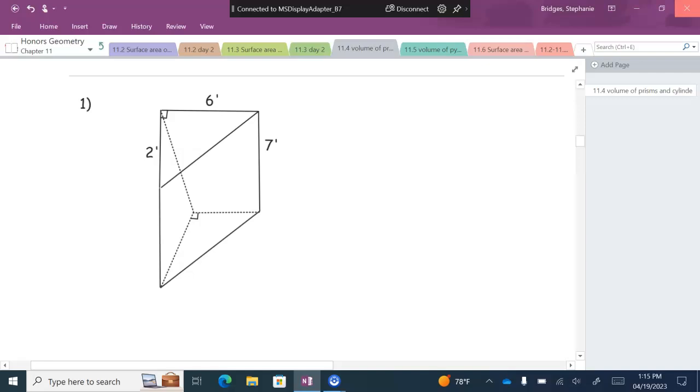Did you not hear me when I was explaining it at the beginning? Volume is what fits inside of a shape. Surface area was what covers the shape. So think about surface area as wrapping paper, what covers it. Volume is what you can fit inside of it.